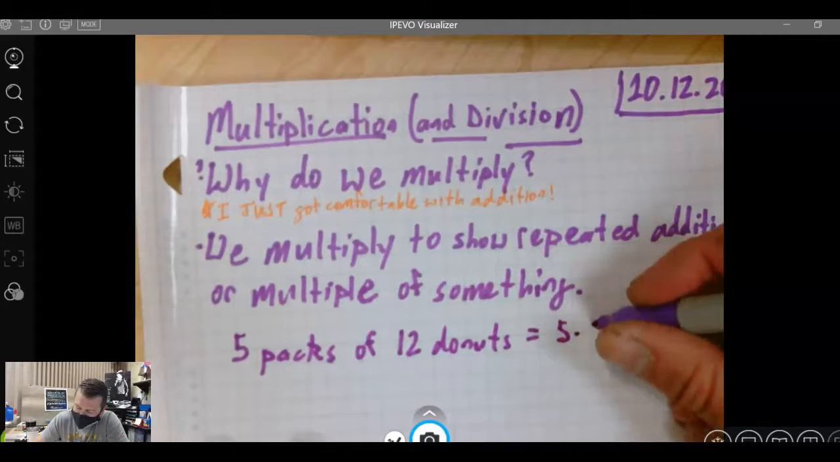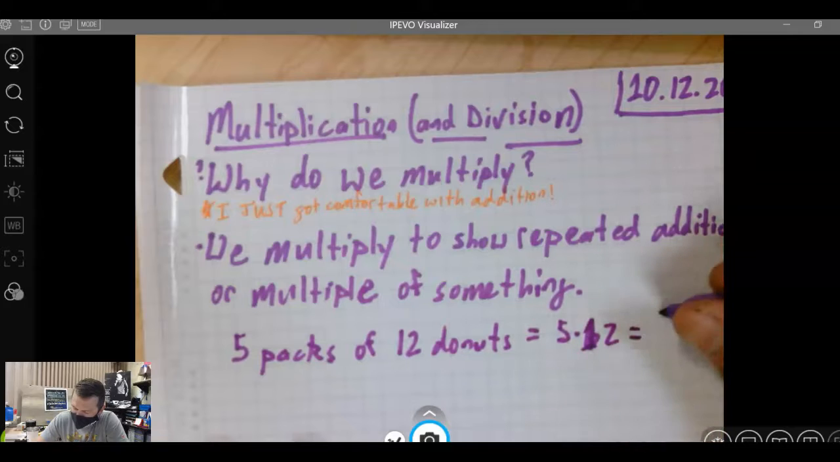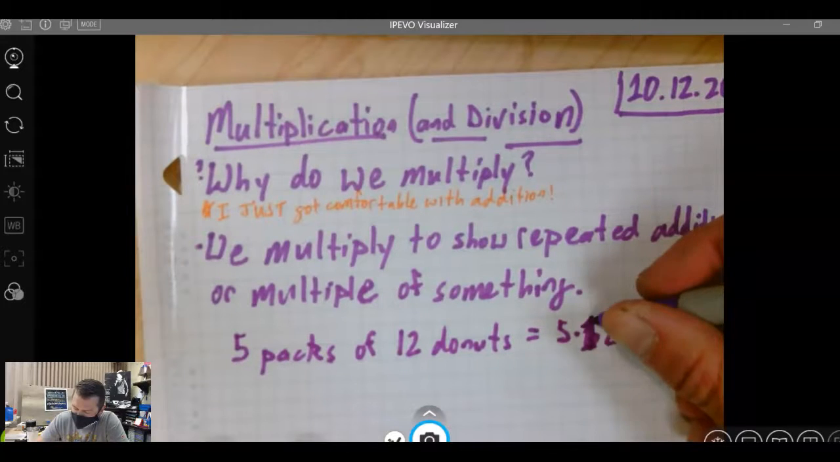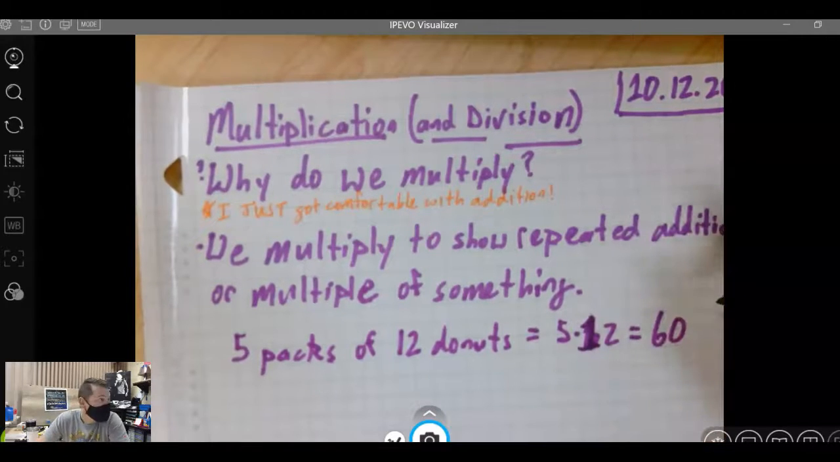5 packs of 12 donuts. That would be like 5 times 12 equals 60. Right? Sorry, that's a 1. It's real messy.